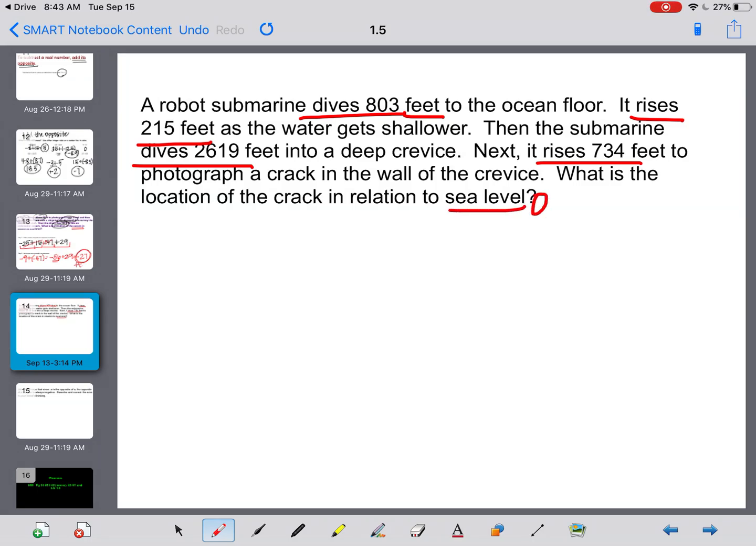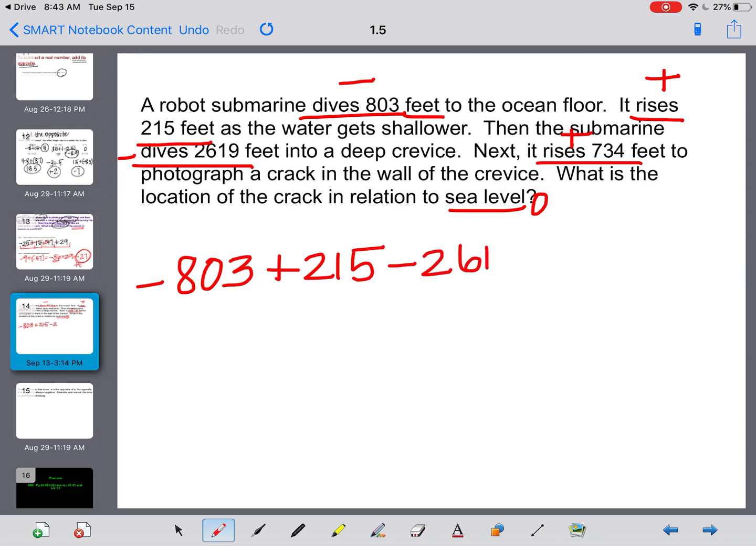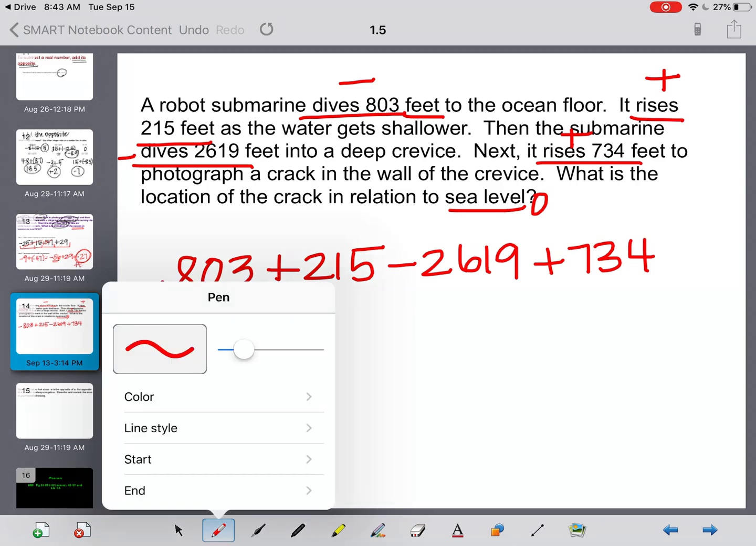Okay, so again, we're starting at sea level, which is 0. And we're diving, which gives us negative, and we're rising. Okay, so I'm going to write out what we have. We dive 803 feet. We rise 215 feet. We dive 2,619 feet. And then we rise 734 feet.